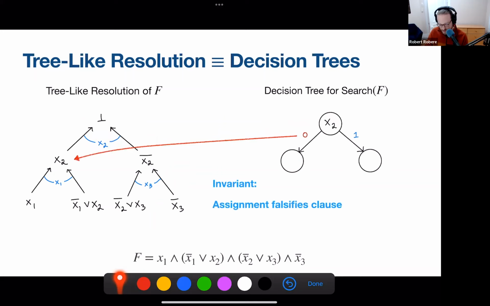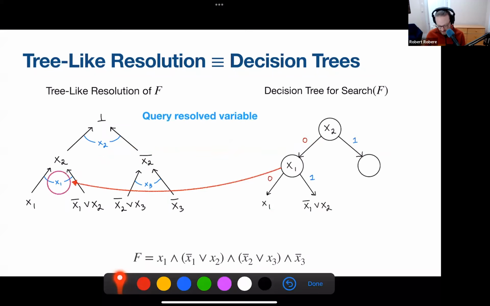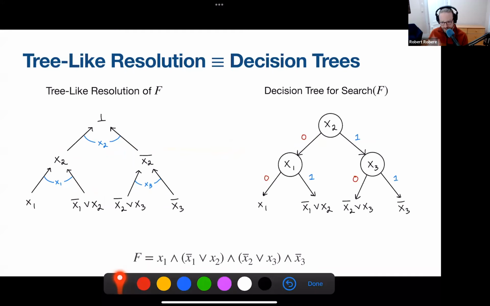So if x2 is 0, I'll walk down to this node, and we can see that this assignment falsifies this clause. And if x2 was 1, well, then I would go over here and I'd see the assignment falsifies the other clause, right? So then, if we walk down to here and then I query x1, well, now just by that invariant that we just saw, we know that when I reach an input clause, it'll be falsified by the assignment on the path, right? So just sort of padding out the tree in this way, well, we end up with this picture right here.